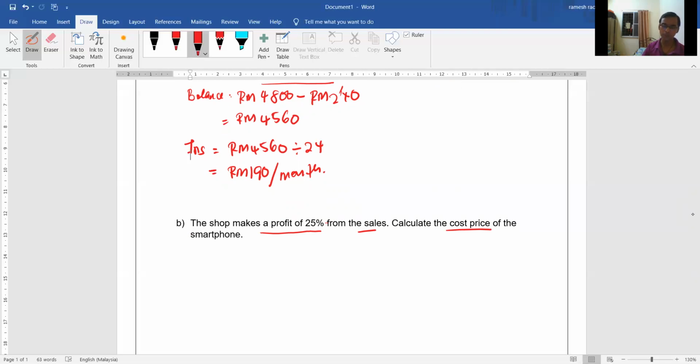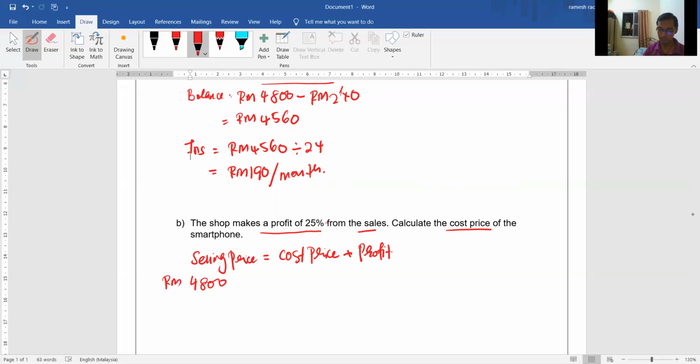The first thing I want you to understand is that selling price is equal to cost price plus your profit. So now you already know your selling price. Your selling price is 4,800.